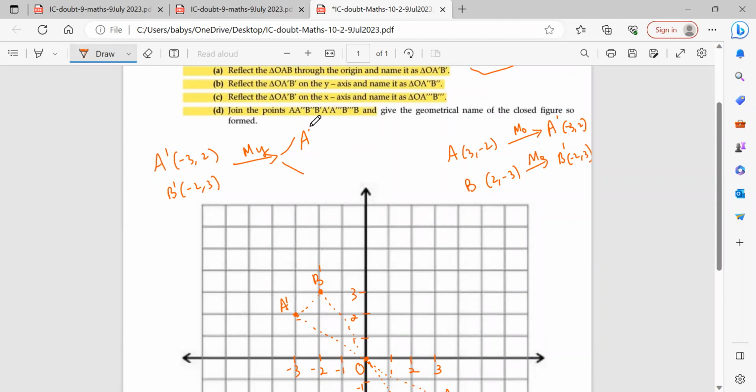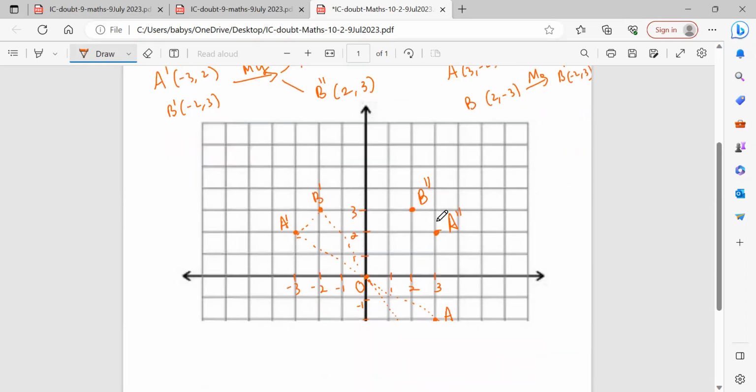So now A dash turns to A double dash. And when you perform this transformation, the x coordinate will change in sign. Minus 3 becomes plus 3. 2 remains as plus 2. And B double dash is the transform point of B dash. So minus 2 becomes 2 again, and y coordinate doesn't undergo any change. So what is A double dash? A double dash is 3, 2. It is here. And B double dash is 2, 3. That is here. See?